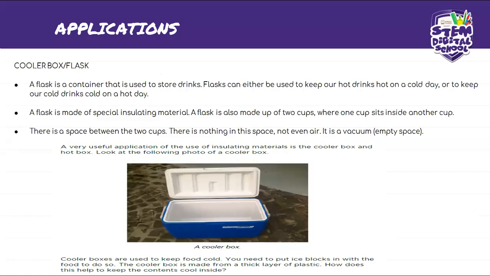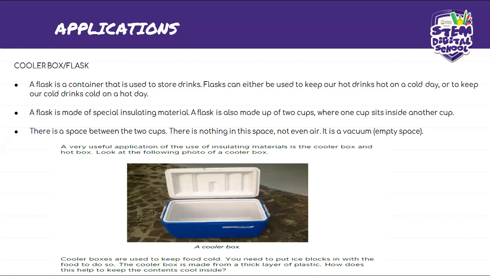All right. Now let's talk of what? A cooler box. Now a cooler box is a box that will keep cold things cold. Then another object that we can also look at is what? The flask. The flask is also an object that will keep hot food substances hot and cold things cold.